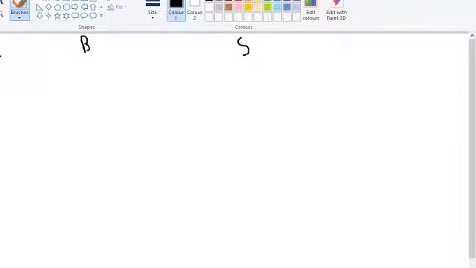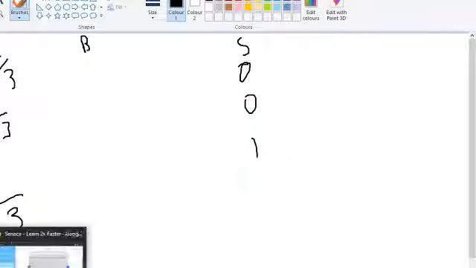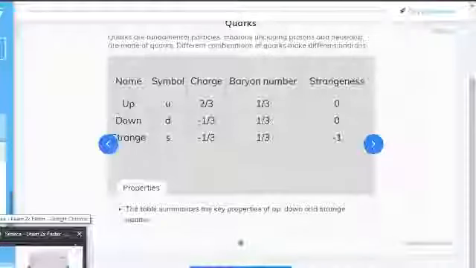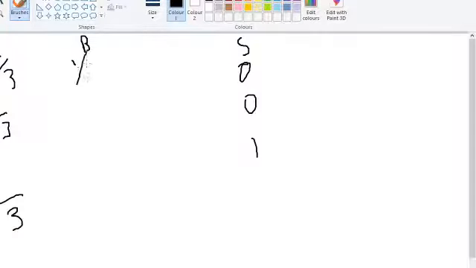So, the charge of the up quark, 2/3. The charge of the down quark, minus a third. Charge of the strange quark, minus a third. Strangeness, 0, 0, 1. Baryon number, I'm pretty sure is 1/3. And I'll tell you why this makes sense in a second.